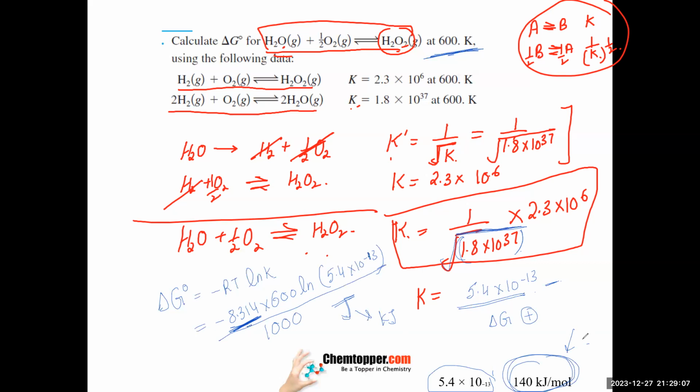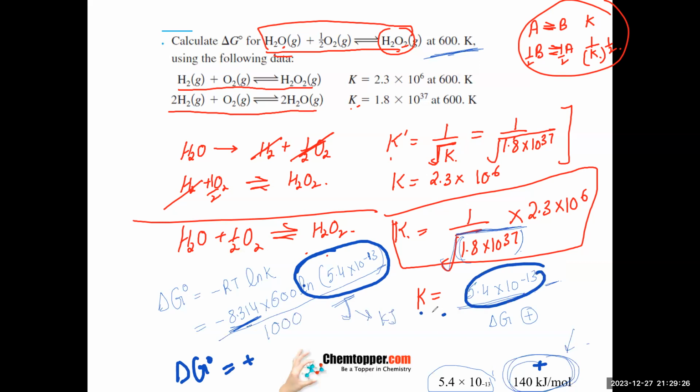Is it okay? And this answer is positive. You check. So delta G naught will be positive here, because ln of this value will be negative, as this K is less than 1. Negative and negative will make it positive. So delta G naught is positive 140 kilojoules per mole. Right?